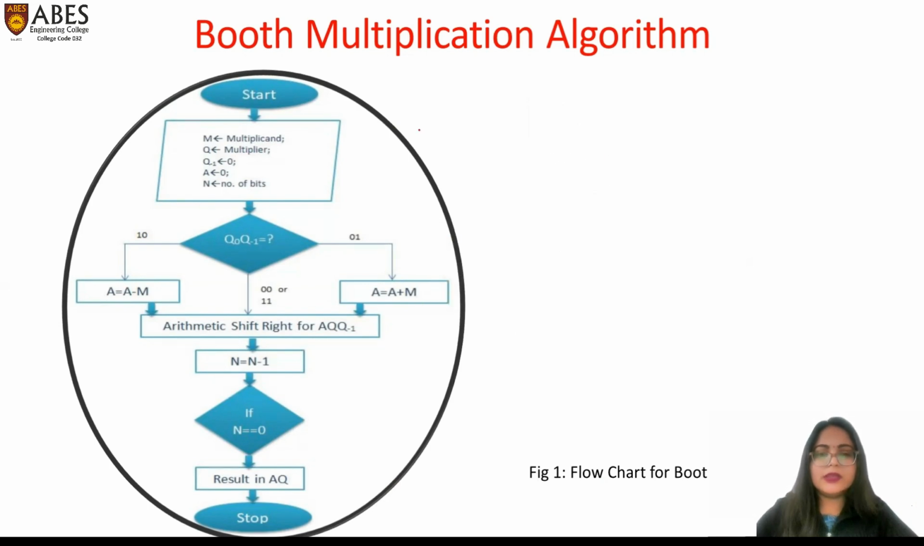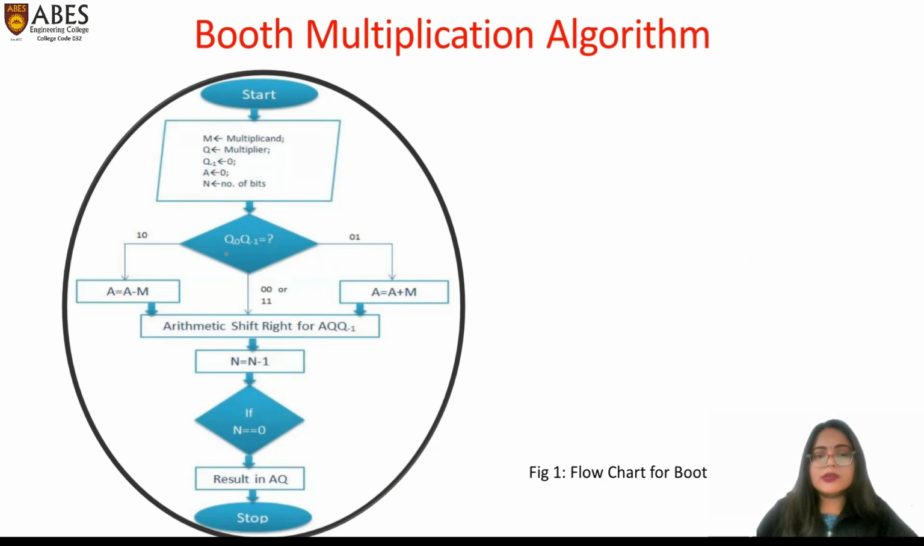I have already introduced you all to this Booth multiplication flowchart in the previous video. Q minus 1 will be initialized with 0, and the accumulator will be initialized with 0. The number of bits in the accumulator depends completely on the number of bits in the multiplicand. The number of bits is the counter. It will be treated as a counter for Booth multiplication. How many times the Booth algorithm will run depends completely on the value of M.